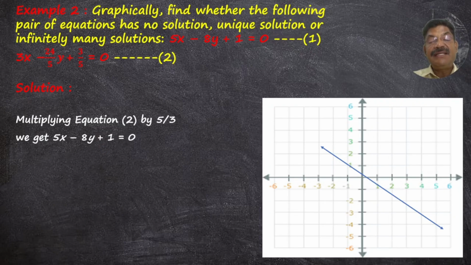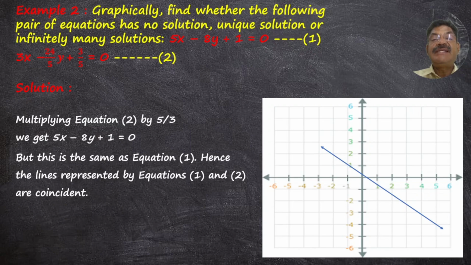One line completely lies on the other. Therefore, the pair of linear equations is consistent and has infinitely many solutions.